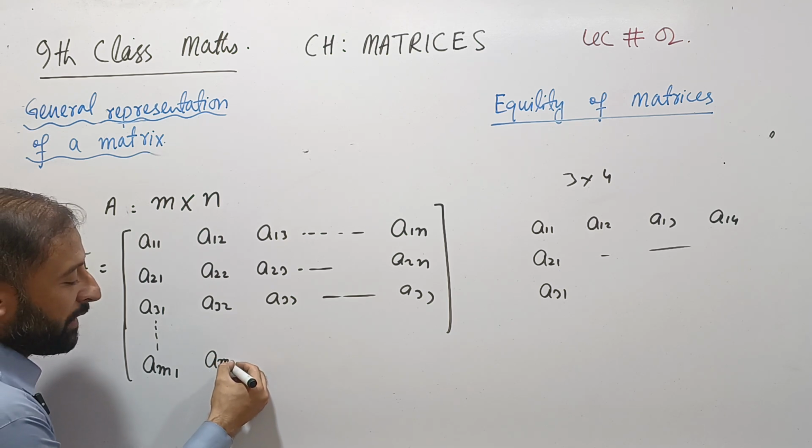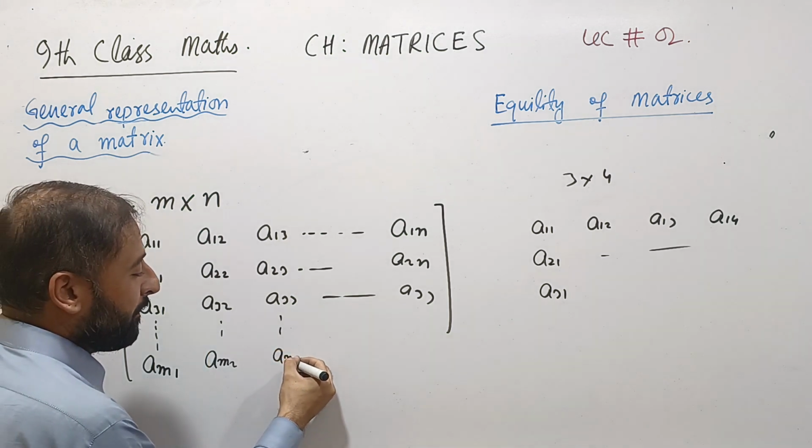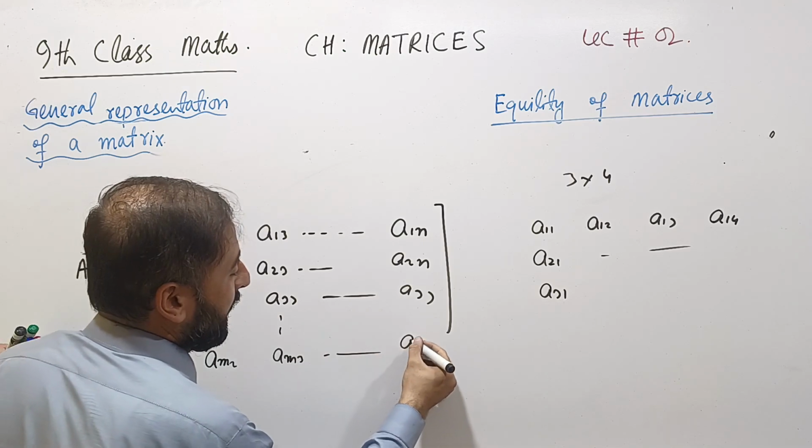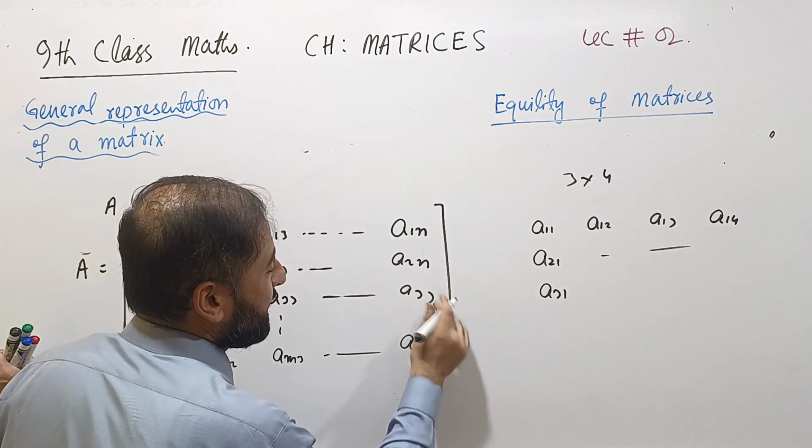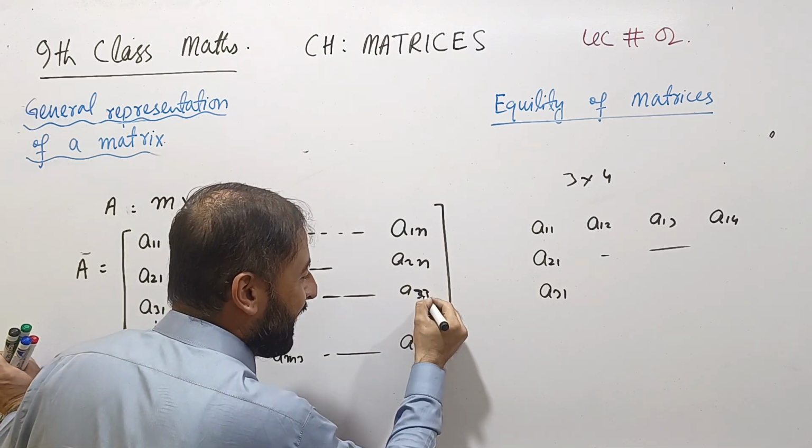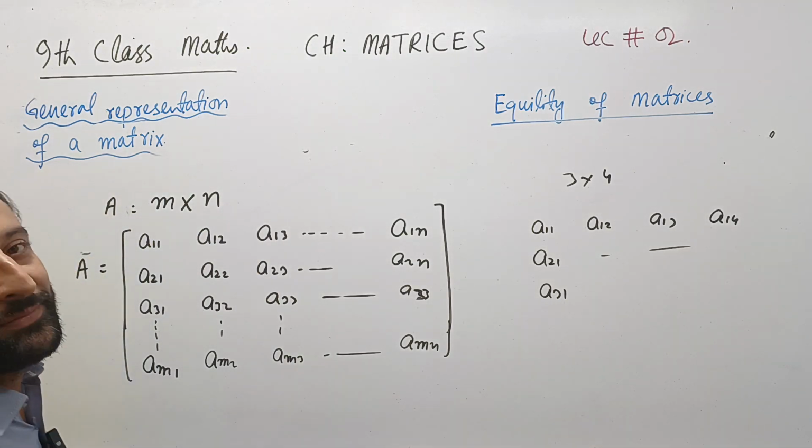AM1. The next will be AM2, AM3, and so on, AMN. The last element will be AMN. Hopefully you got it.